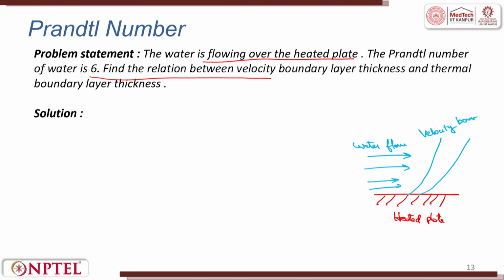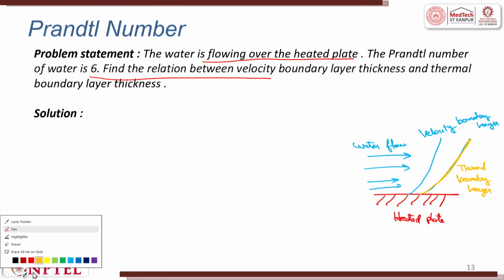Velocity boundary layer, and we have the thermal boundary layer. This is the thermal boundary layer. Now it says the Prandtl number of water is 6. Just find the relationship between the velocity boundary layer and the thermal boundary layer.